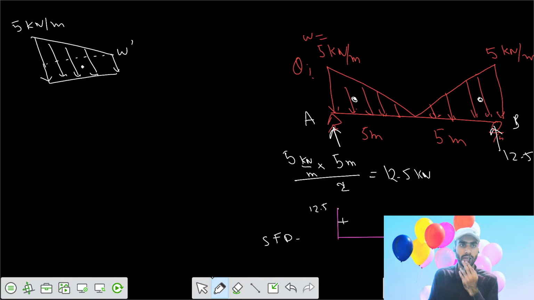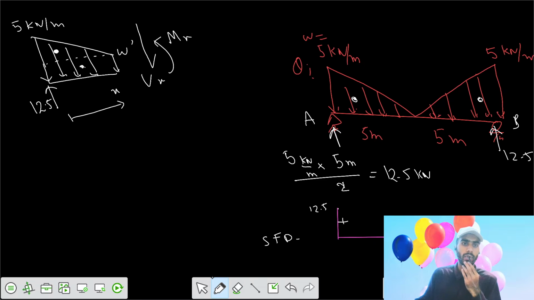Say the centroid acting for the UDL here, and for the triangular UVL, we have the centroid here, and the reaction here is RA equals 12.5. Say that the shear force at x equals Vx and moment Mx. We have that value of x.